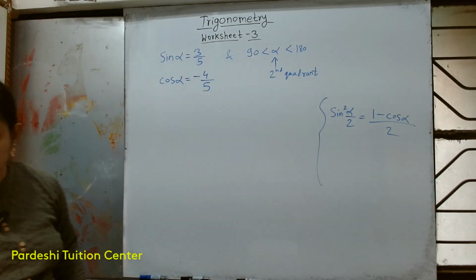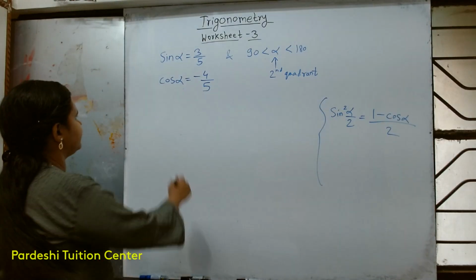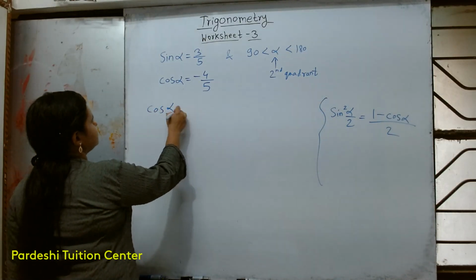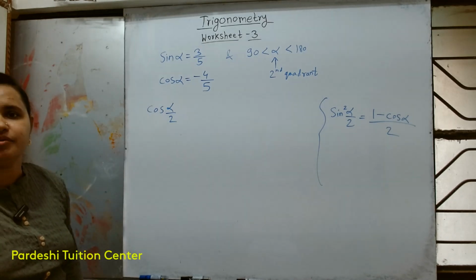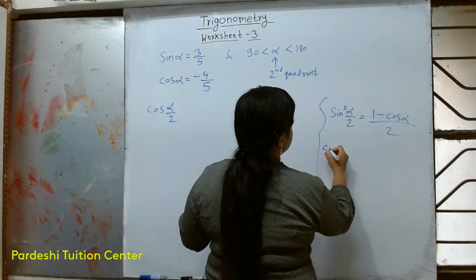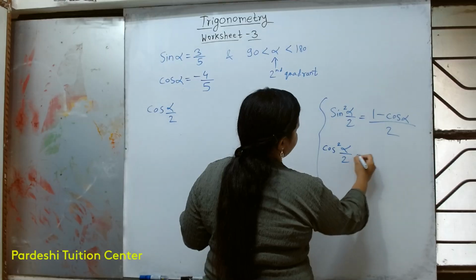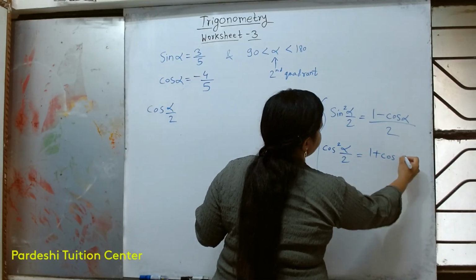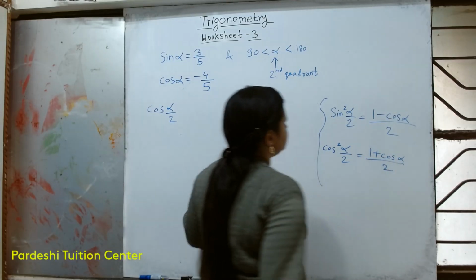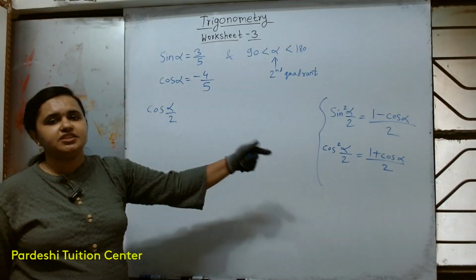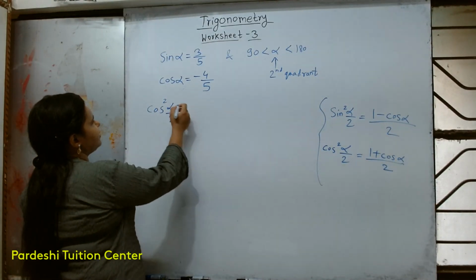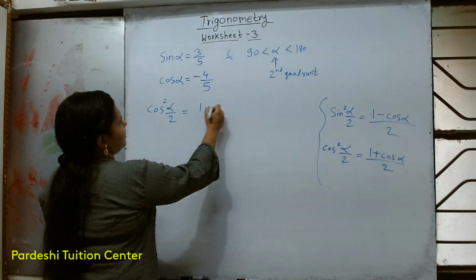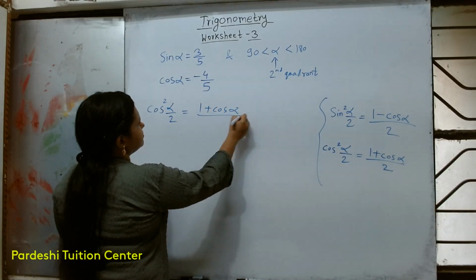Now second is B, which is cos alpha by 2. We have to find cos alpha by 2. Do you remember the formula for cos square alpha by 2? The formula for cos square alpha by 2 was 1 plus cos alpha upon 2. So we can just put in the formula here and calculate cos alpha by 2. So cos square alpha by 2 equals 1 plus cos alpha upon 2.